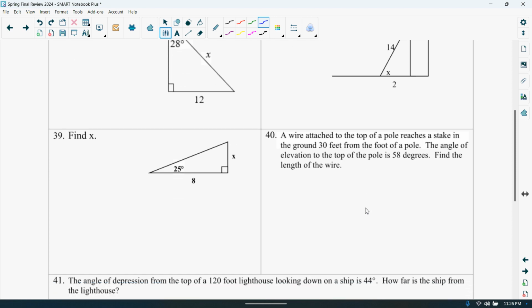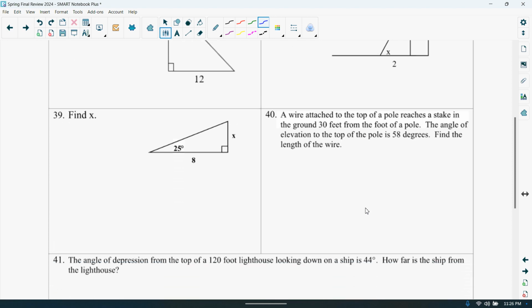When you get to 40 and on, now we're doing some word problems, and a couple things you gotta remember. Because we're using trig, you can only use that with a right triangle. So it doesn't have to be to scale, but every time we're gonna have to draw a right triangle to associate our word problem. And in this scenario, since a wire is attached to the top of the pole, your pole would have to be this vertical distance here.